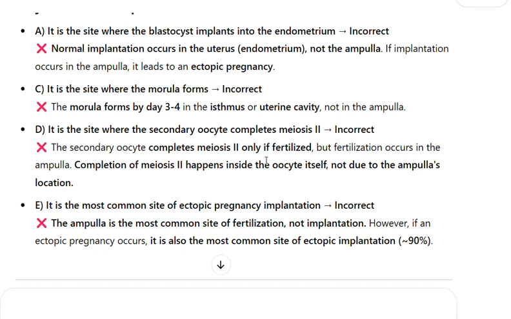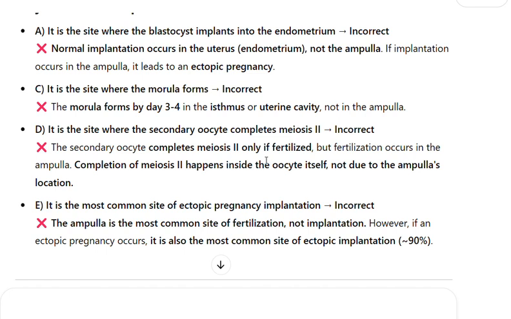D. It is the site where the secondary oocyte completes meiosis II. Incorrect. The secondary oocyte completes meiosis II only if fertilized, but fertilization occurs in the ampulla. Completion of meiosis II happens inside the oocyte itself, not due to the ampulla's location.